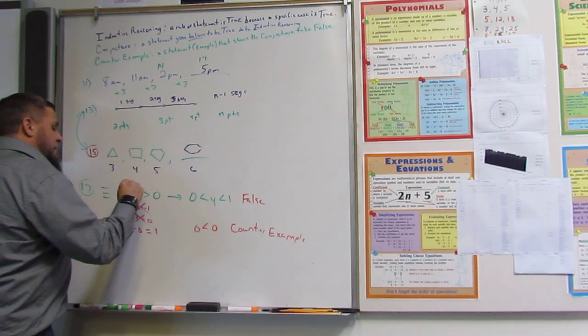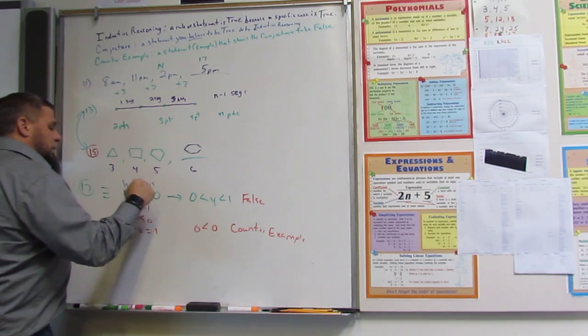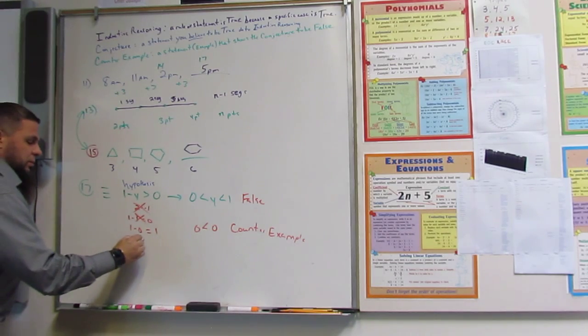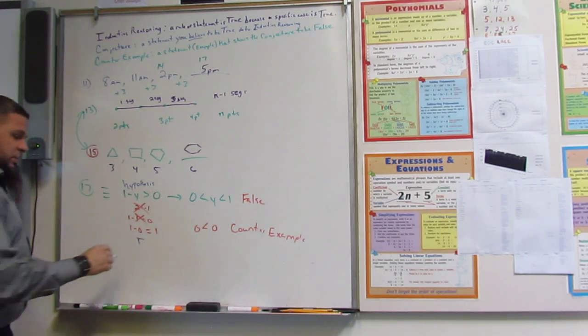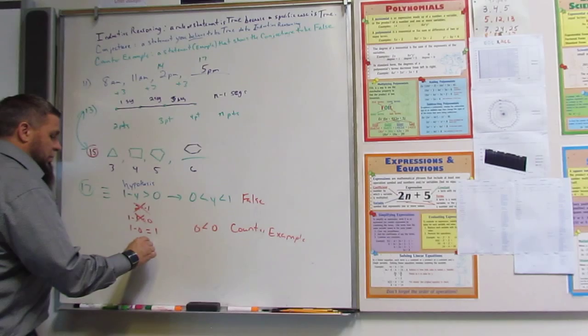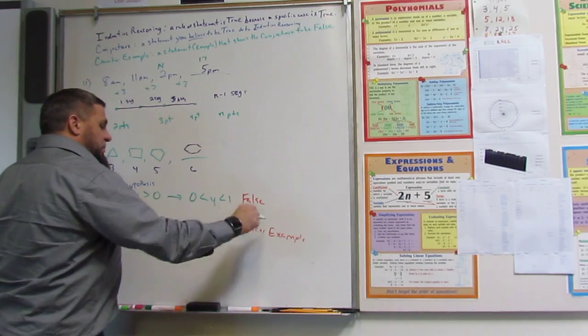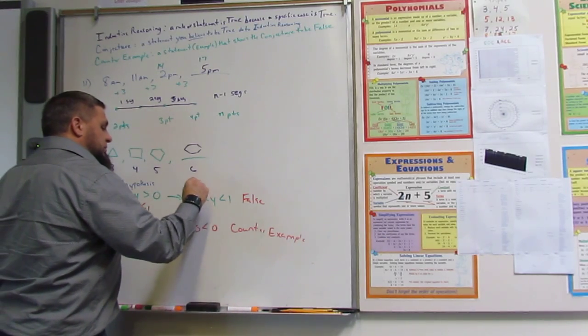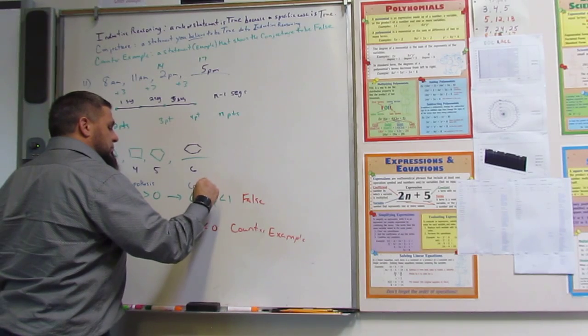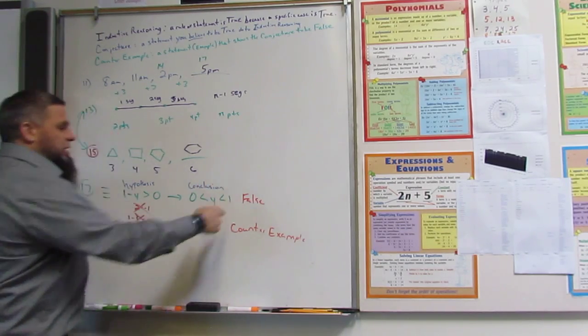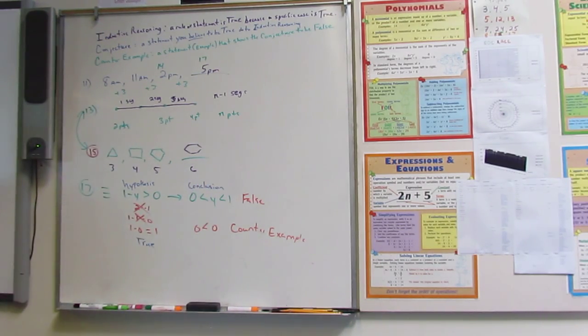We took their hypothesis, made it true, right? Made it true, but then proved that their conclusion is false. And that's what we'll be doing in this chapter. Proving conclusions are false or true. Okay?